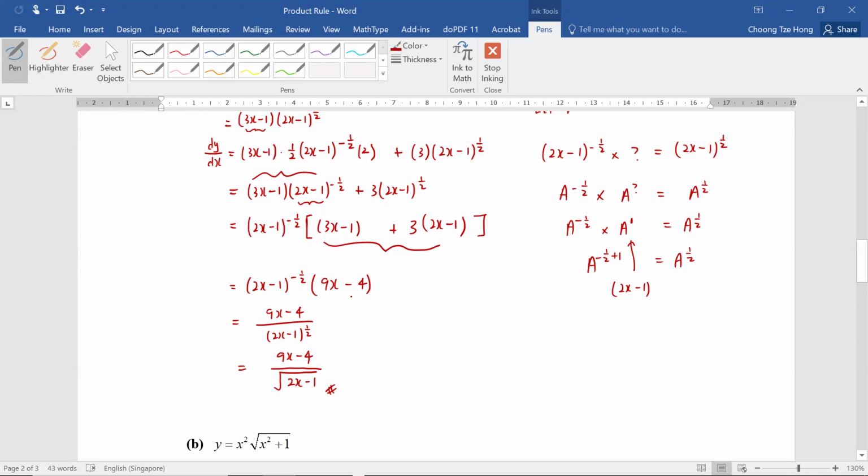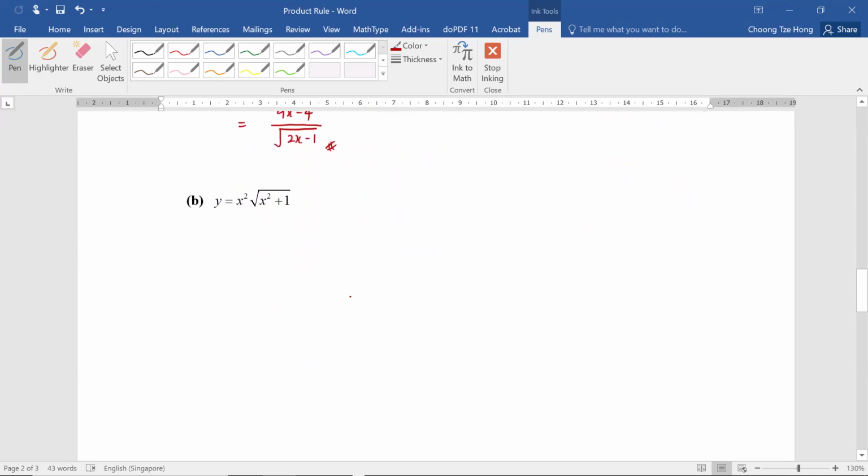Okay, so let's try a couple more questions. Then hopefully you will get a hang of it. Okay, so the next question we want to do is this. Let's put it in a form suitable for differentiation. So power half. Okay, let's differentiate now.